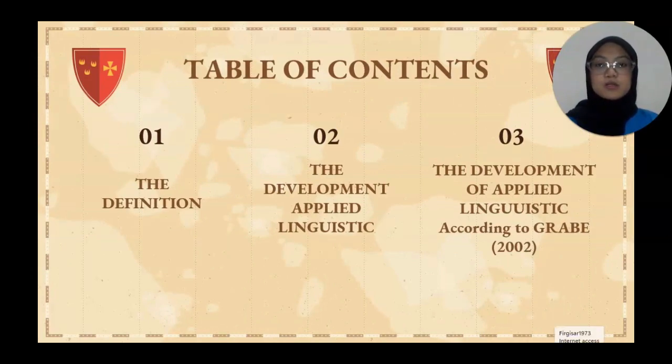So there are three materials that we're going to talk about in this presentation. First is the definition of applied linguistics. The second is the development of applied linguistics. And the third is the development of applied linguistics according to Grabe 2002.